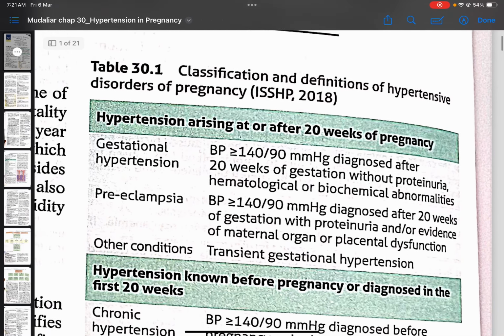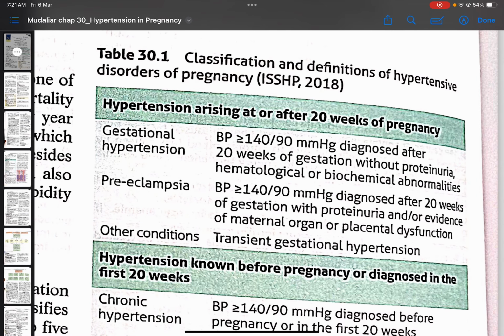Now here we have two tables: the classification and definitions of hypertensive disorders of pregnancy. Hypertension arising at or after 20 weeks of pregnancy. Gestational hypertension, where the BP is more than or equal to 140 by 90 mmHg, diagnosed after 20 weeks of gestation without proteinuria, hematological or biochemical abnormalities. Preeclampsia is BP more than or equal to 140 by 90 mmHg, diagnosed after 20 weeks of gestation with proteinuria and or evidence of maternal organ or placental dysfunction.